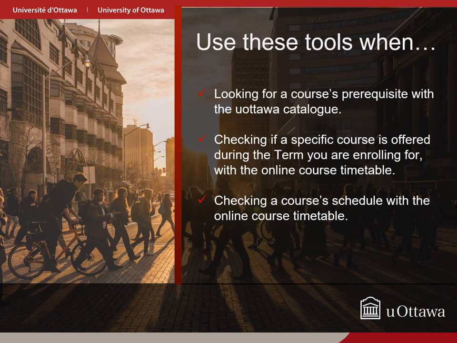You can use these tools when you're looking for a course's prerequisite with the UOttawa catalog. When you're checking if a specific course is offered during the term you are enrolling for, that's with the online course timetable. Or if you're checking a course's schedule with the online course timetable, if you want to know what day and time it's offered.